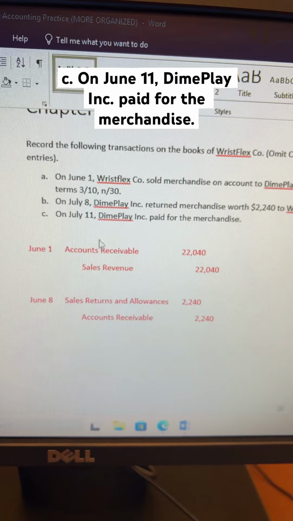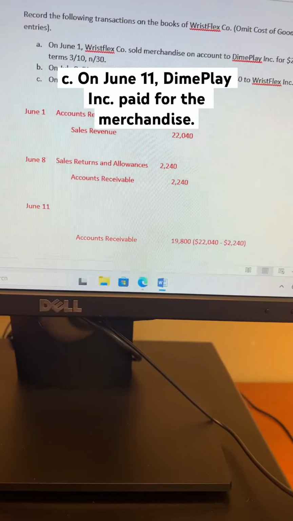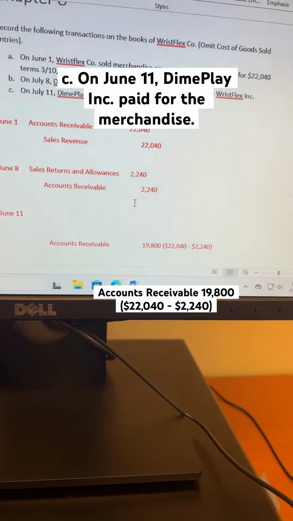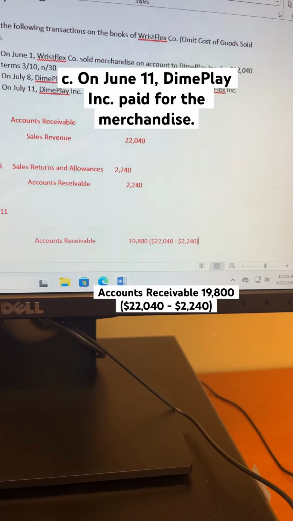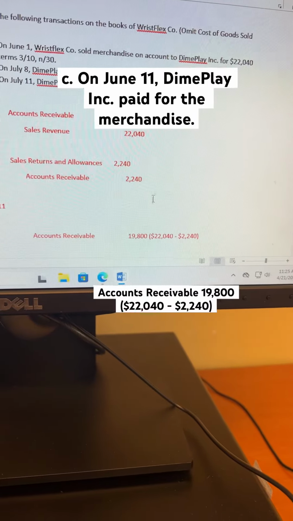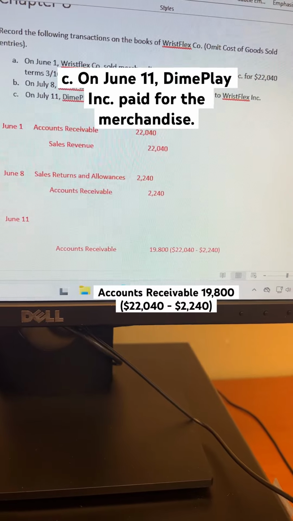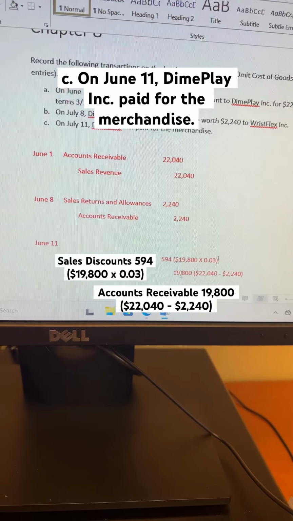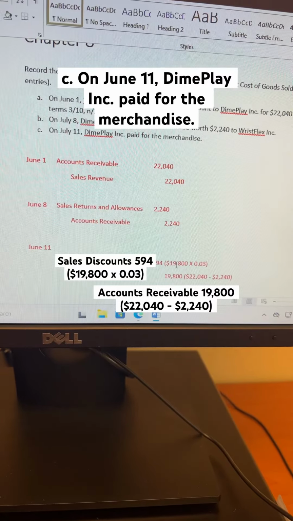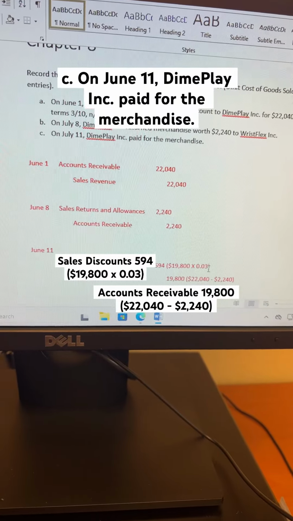Now, Part C says that on July 11th, Don Play Incorporated paid for the merchandise. So first thing you gotta do is credit accounts receivable for $19,800. That's because you're taking the amount you originally sold your merchandise for, $22,040, and you subtract that by the amount that Don Play Inc. then returned the merchandise for. Alright, now then you debit sales discounts for $594. That's because you're multiplying the new amount after subtracting the returns by the 3% discount.